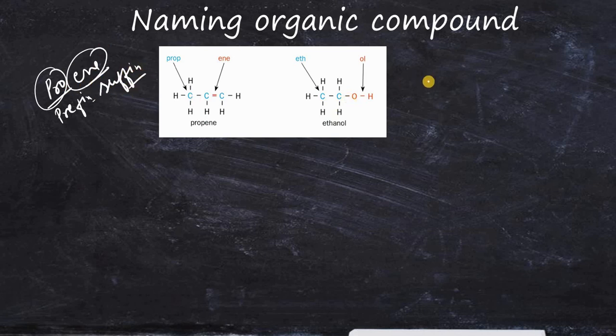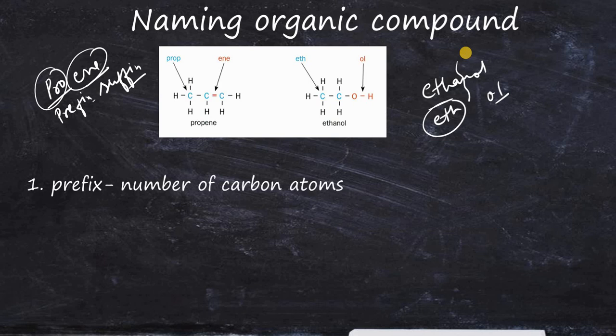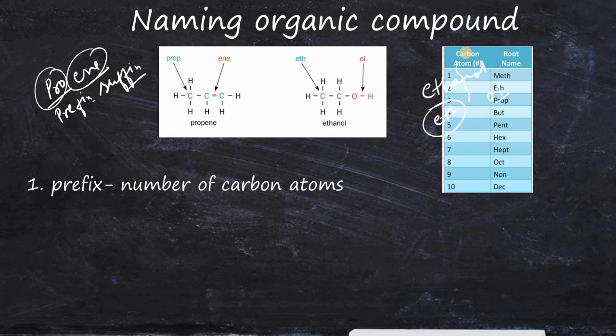Similarly, in ethanol, there are two words: eth and ol. Eth is called the prefix, which tells you how many carbons are present. The prefix will always tell you the number of carbon atoms. So we have a list of carbon atoms.